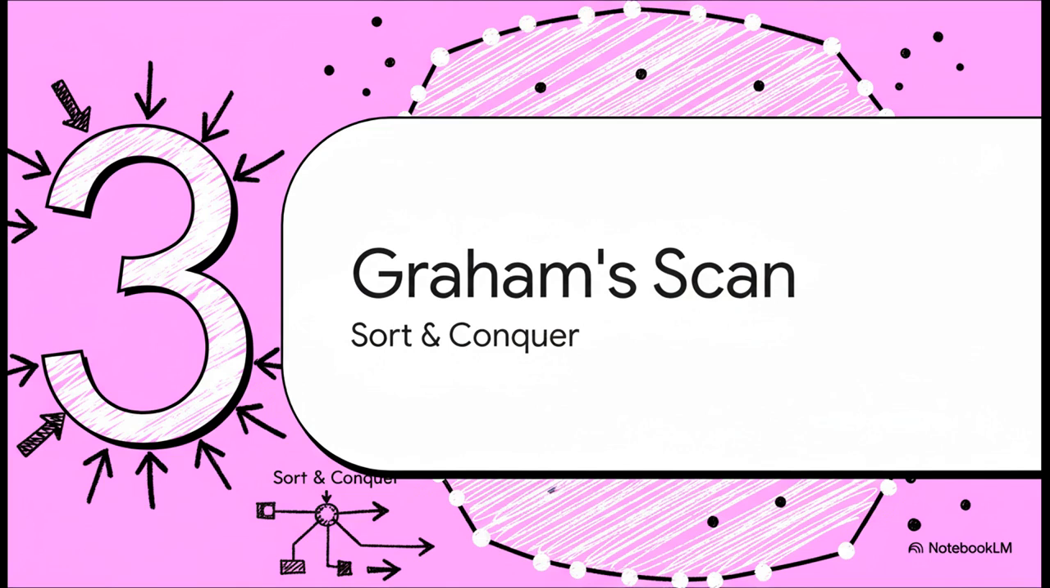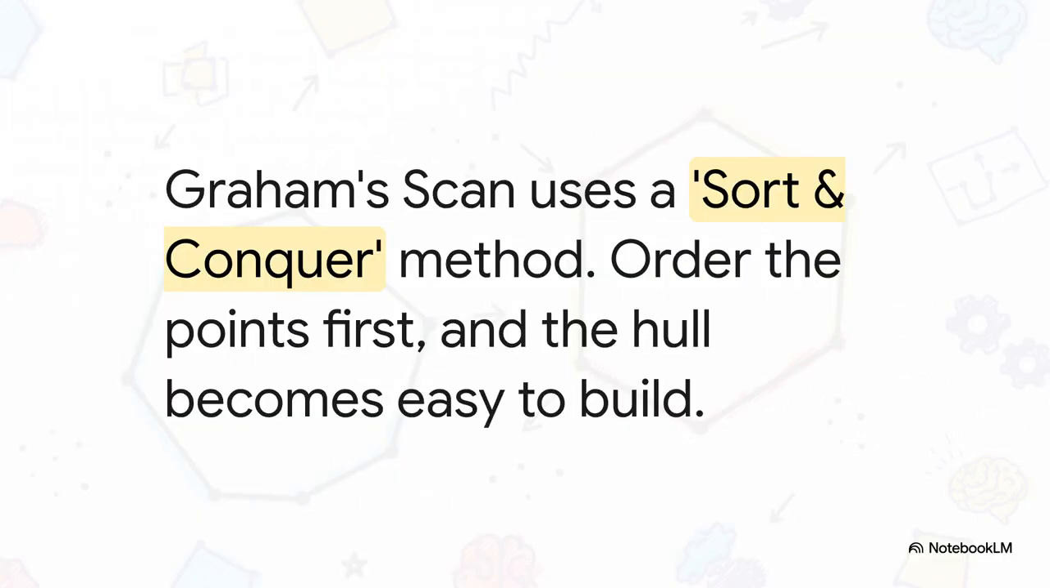All right, now that we have our secret weapon, that orientation test, let's put it to work. First up, we've got an algorithm called Graham Scan. And its whole approach is super methodical, based on a classic computer science strategy. I like to call this the sort and conquer method. The whole philosophy here is, hey, let's do all the hard work up front. If we can just get all of our points sorted in the right order from the get-go, actually building the hull becomes almost ridiculously easy.